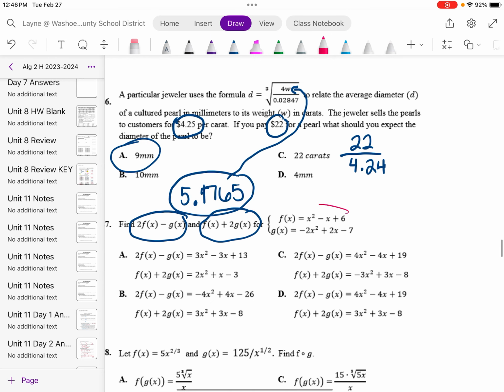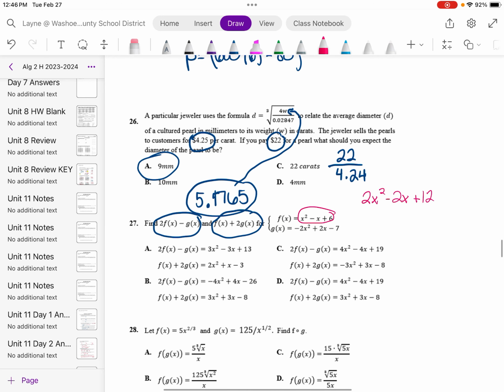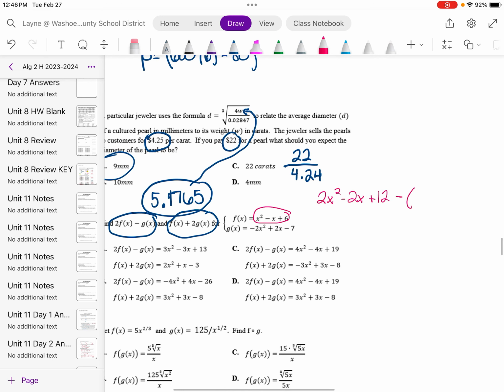So we'll do 2 times f of x. We'll multiply this by 2, so it'll be 2x squared minus 2x plus 12. And then we're supposed to subtract g of x from that. So g of x is negative 2x squared plus 2x minus 7. Since we're subtracting, we need to distribute the negative. So this will end up being positive 2x squared minus 2x plus 7 when we distribute the negative.